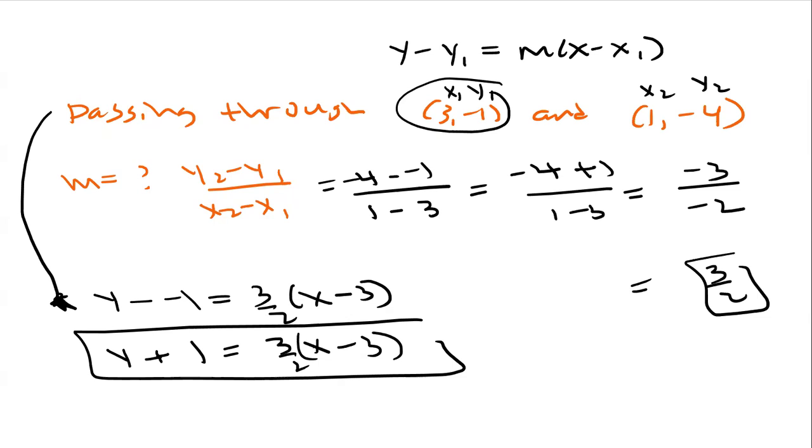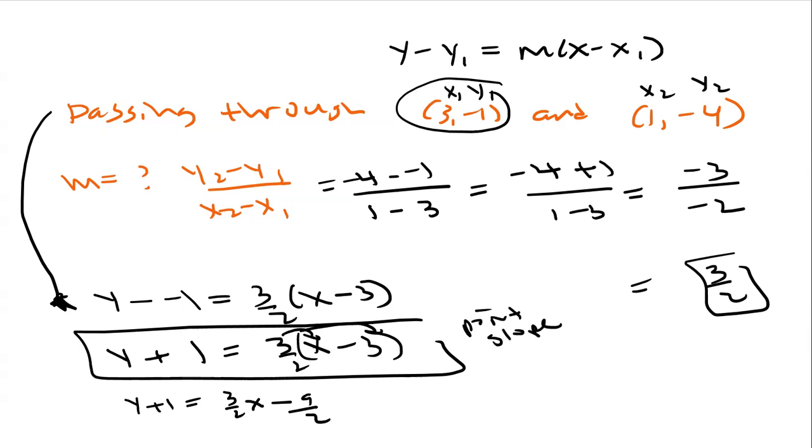So let's say, all right, you got it in point slope form. Now they want it in slope intercept form. Well, that's easy, right? Again, slope intercept form is y equals mx plus b. So we just got to distribute here the 3/2 to each one. So we get y plus 1 is equal to 3/2 x, and then we'll have minus 9 over 2 when we distribute the 3/2 to each.